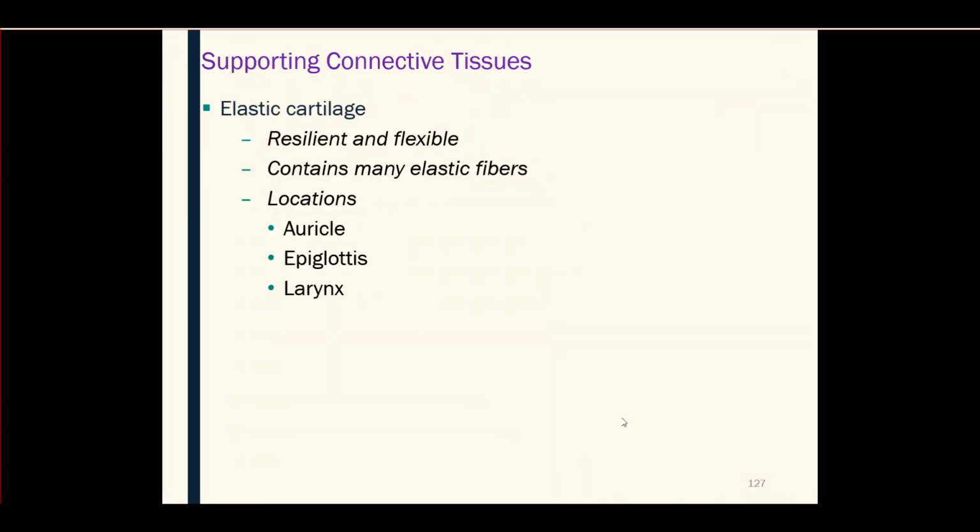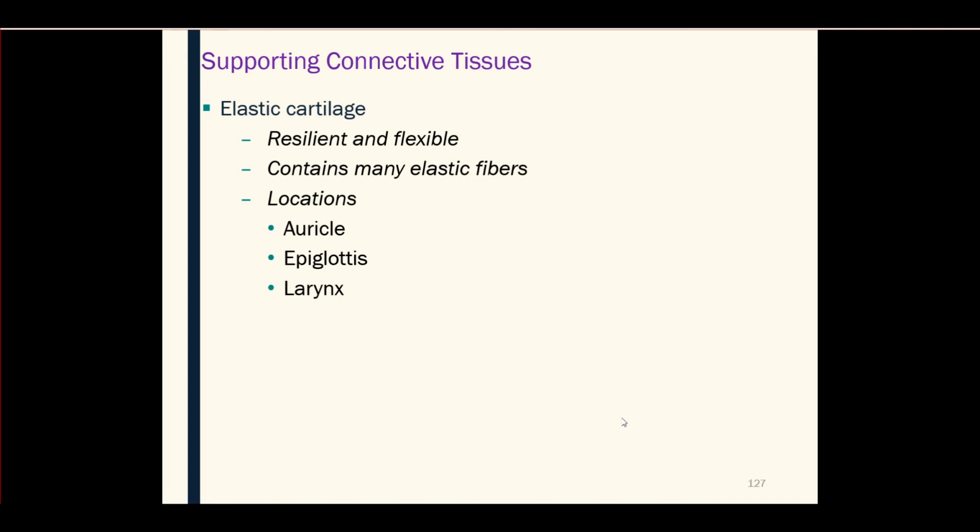The second cartilage is known as elastic cartilage. This is a resilient and flexible cartilage. It contains many elastic fibers. We know that elastic fibers can stretch and then recoil back to where they're supposed to be. One place we have them is the auricle of the ear. If you touch the outside of your ear, bend it down for a minute and let go, it pops back up to its normal position. That's because it has elastic fibers.